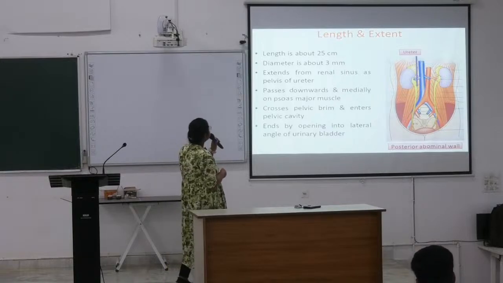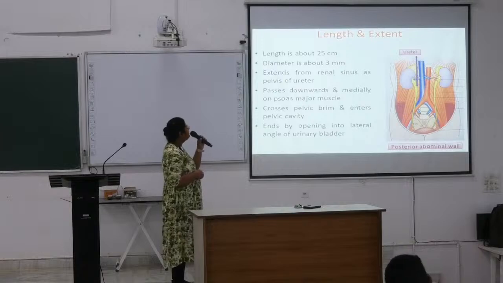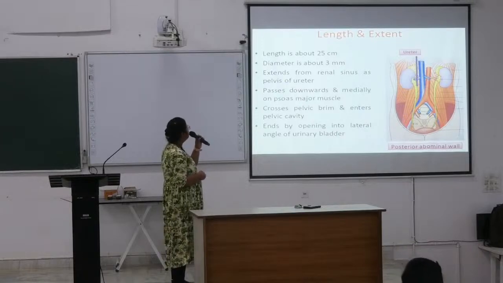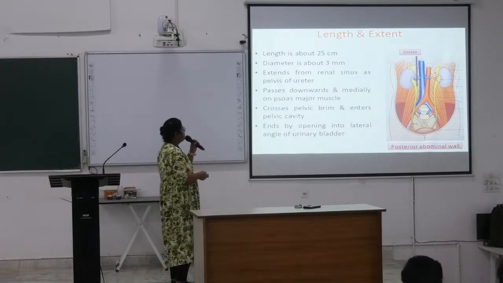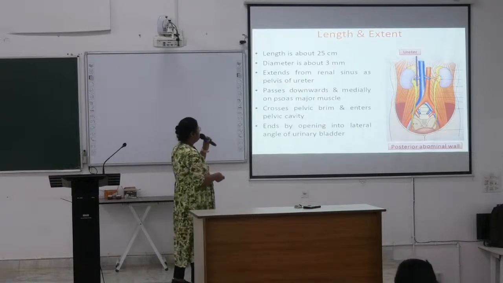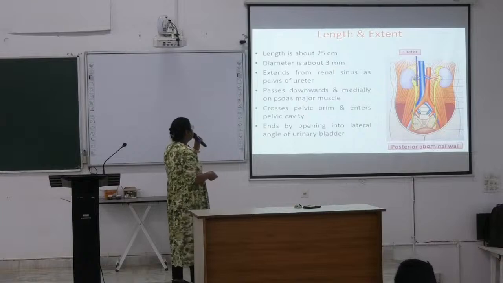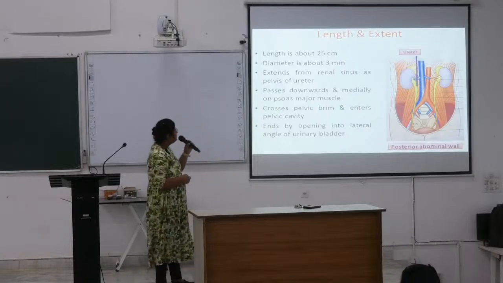So the ureter extends from the renal sinus as the pelvis of the ureter, passes downward and medially on the psoas major muscle. See, this is the psoas major muscle. It crosses the pelvic brim, here is the pelvic brim, and enters into the pelvic cavity. It ends by opening into the lateral angle of the urinary bladder. This is the urinary bladder, opening into the lateral angles of the urinary bladder. So this is the course.